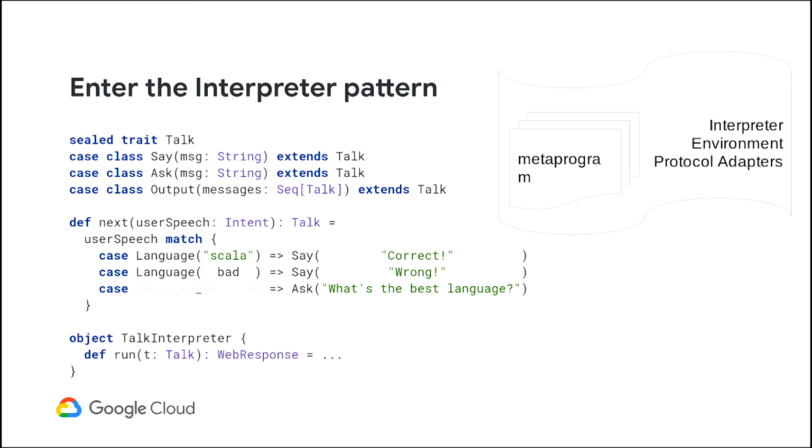And we can test that business logic, but we can also put in the little bits that we need that are kind of more horizontal. So here what we're doing is we're constructing a data type called Talk, where we have different operations that you can do when you talk, right? So I can say something, I can ask for something, or I can output several different things. I could say and ask for things, okay? So those are the operations that I have.